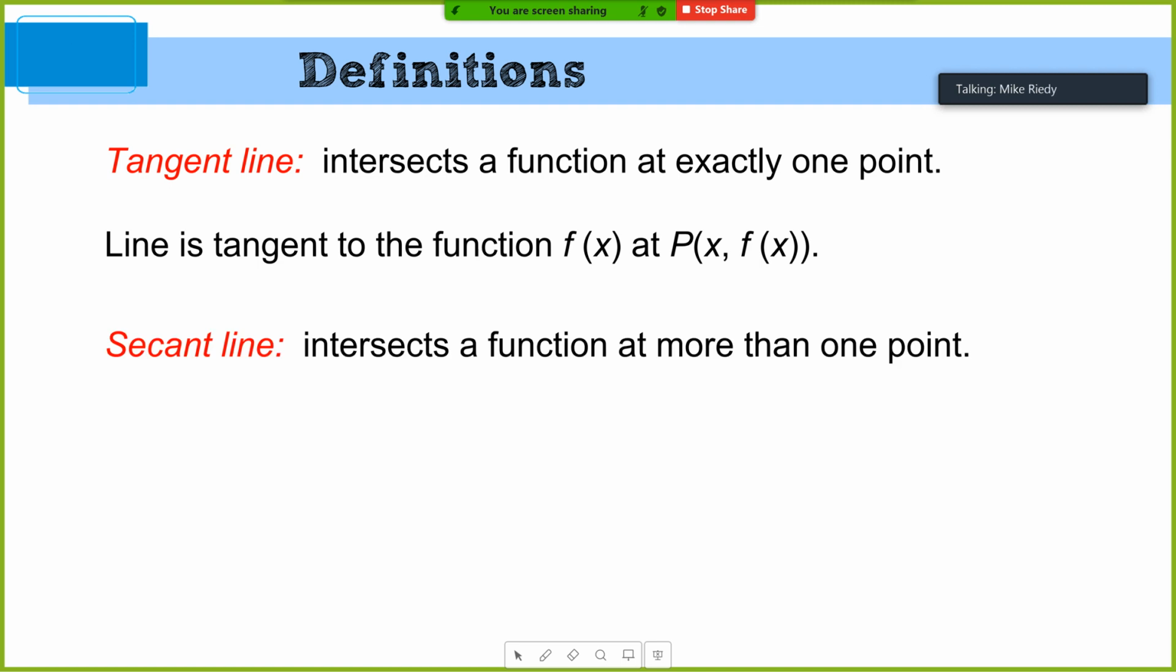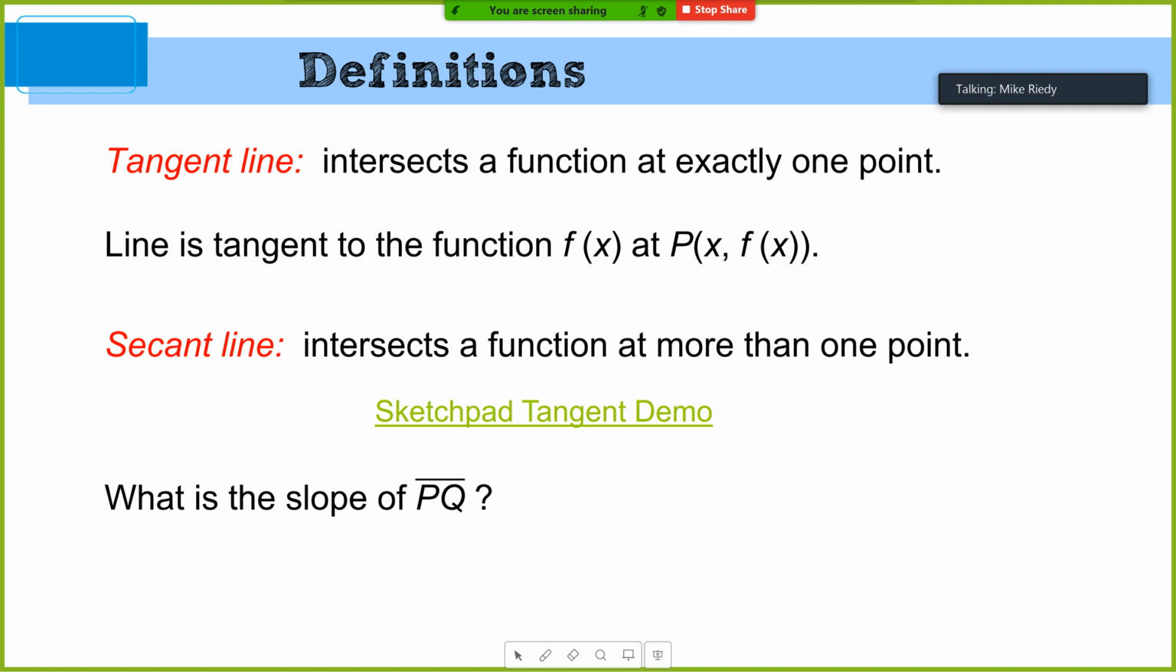Okay. Secant line, however, is a line that hits a function in more than 1 point. It could be 2, it could be 6. Think about, for instance, taking a sine graph and drawing a horizontal line at 1/2. It would hit it in an infinite number of points. That would be considered a secant line. I'm pretty sure it's impossible to draw a tangent line to a sine graph, but we'll get to that later. Okay, so we got a little demo for you here.